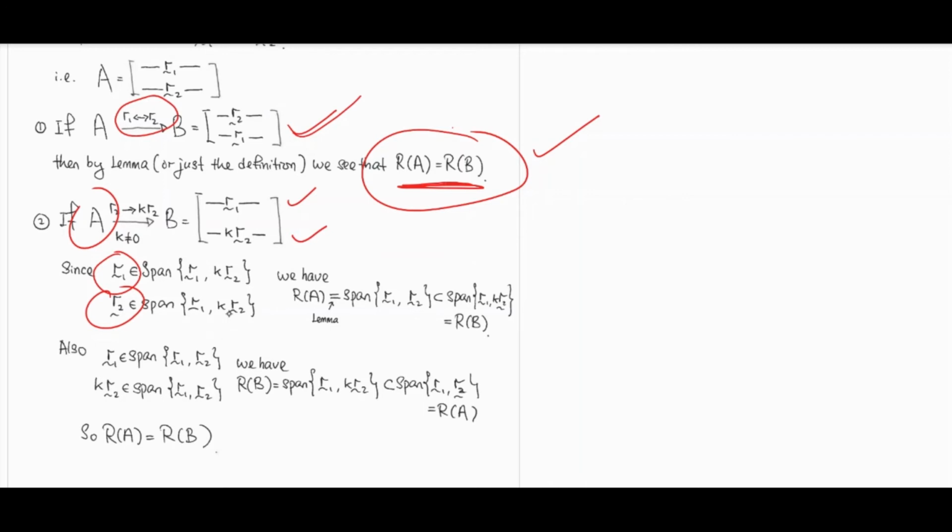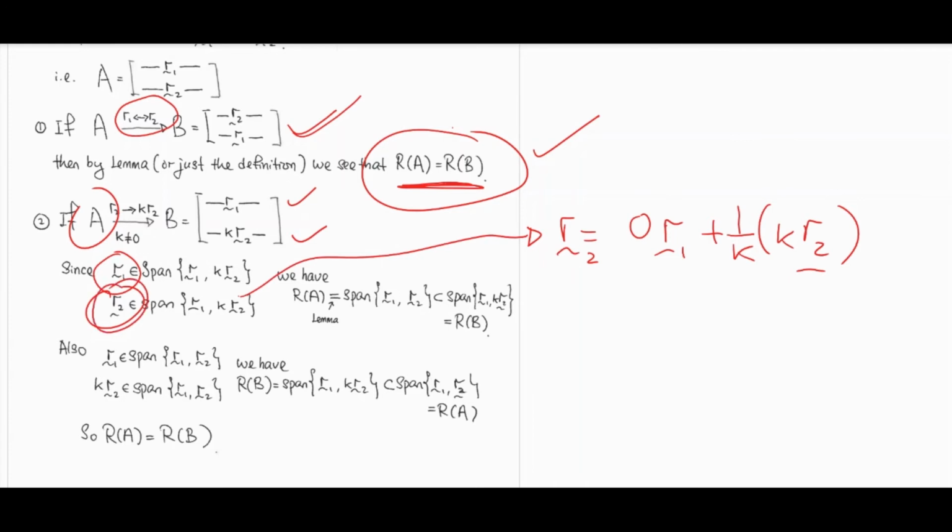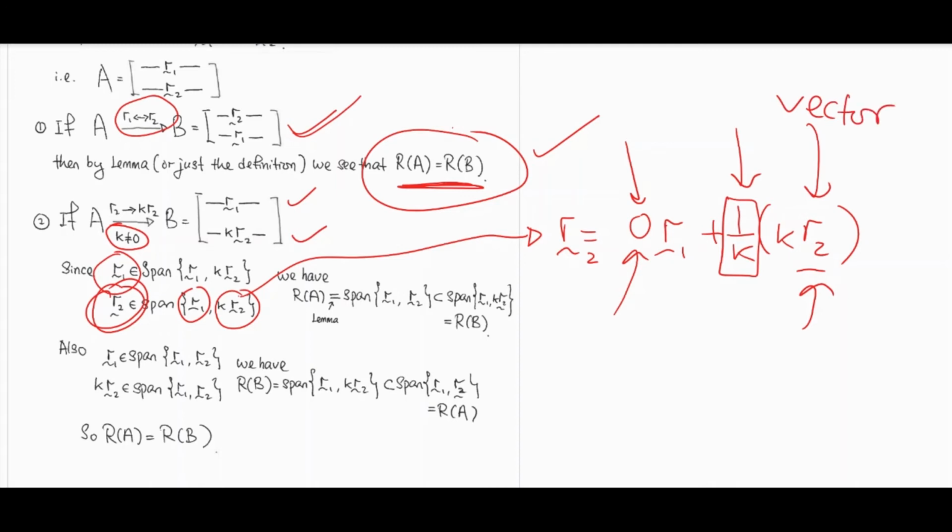It should be obvious, right? You can see that row 2, R2 here, can be written as a linear combination of these 2 vectors. I take a scalar 0, multiply R1. I take the scalar 1 over K. That's the reason why we say K is non-zero. Otherwise, this will not be true. So this is a scalar that I take to multiply this vector, KR2. I take 1 over K times KR2. So my R2 can be written as a linear combination of these 2 vectors, so my R2 is in the span of R1 and KR2.